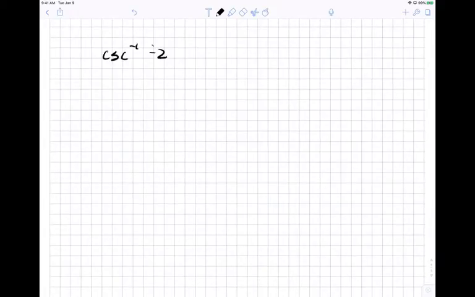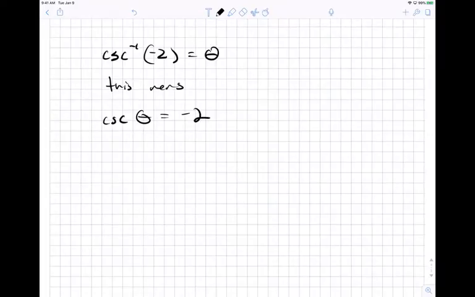Again, this is going to give us some angle. This means cosecant of some angle equals -2. Is that okay? Now, what is cosecant? Cosecant is the reciprocal of sine, right? So cosecant is really 1 over sine equals -2. So we can switch, and then we'll say sine of theta equals -1 over 2.